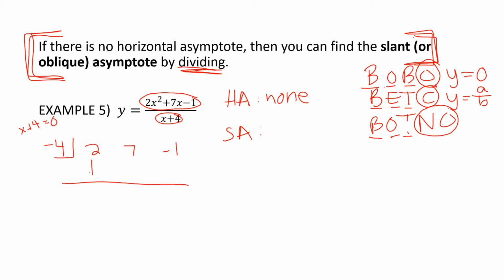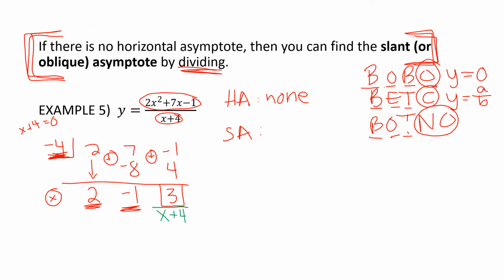Recall that synthetic division, you're going to drop the leading coefficient and then you're going to multiply, add all the way across. So negative 4 times 2 is negative 8, and then add 7 plus negative 8 is negative 1, and repeat. Negative 4 times negative 1 is positive 4, and then add negative 1 plus 4 is 3. Recall that the last number here is your remainder. So if I'm writing this, that remainder would belong over x plus 4.